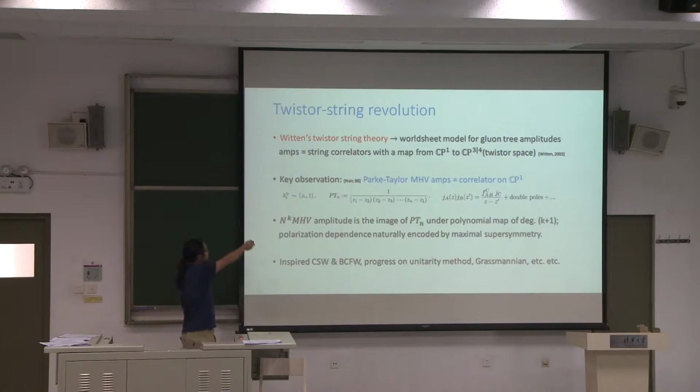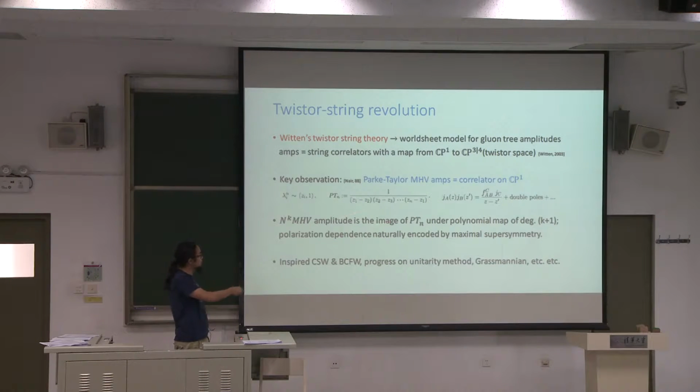Remember that we have the spinor variable lambda. If you write it as a variable expressing a puncture on the sphere, with inhomogeneous coordinate z_i and a 2-component spinor, the Parke-Taylor formula just turns into a simple denominator with a particular ordering. This follows from, for example, a free fermion correlator on a sphere, which gives you this answer. And Witten's observation is that not only the MHV amplitude, the Parke-Taylor formula, but any gluon tree amplitude in 4 dimensions can be written as some image of this Parke-Taylor formula in the target space.